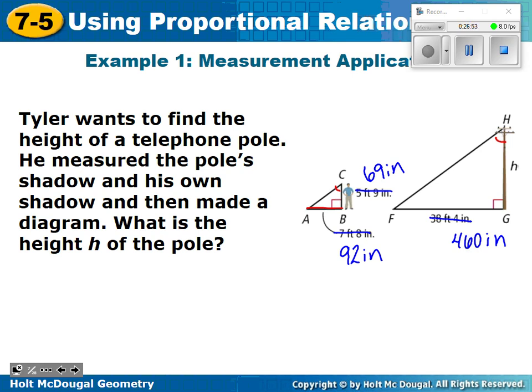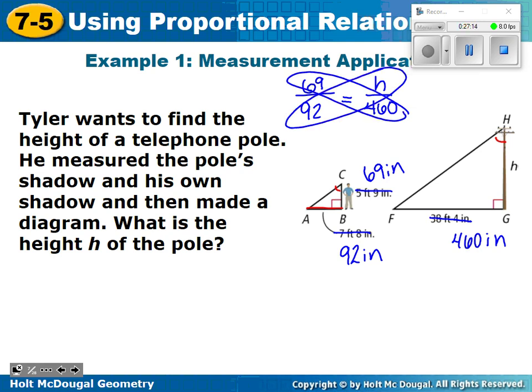Yeah. Angle similarity here. We have right angles, and then we have the shadow that the sun is making. Those angles are going to be congruent as well. So now we can just write our proportion. So we would have 69 over 92 equals h over 460. Cross multiply, we know our units are going to be in inches because everything is in inches right now.